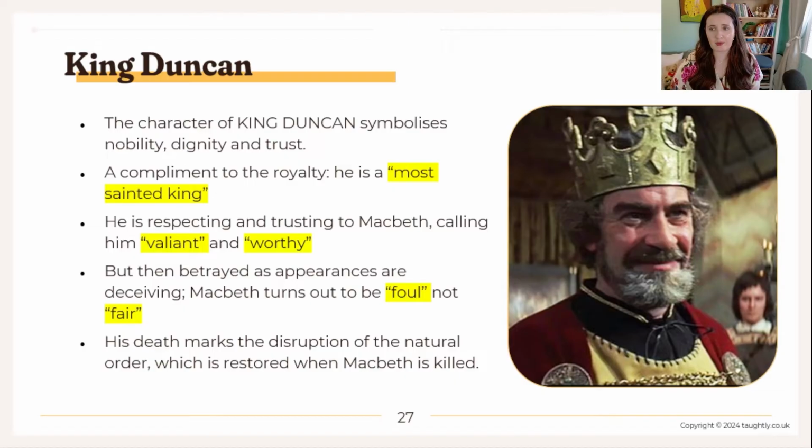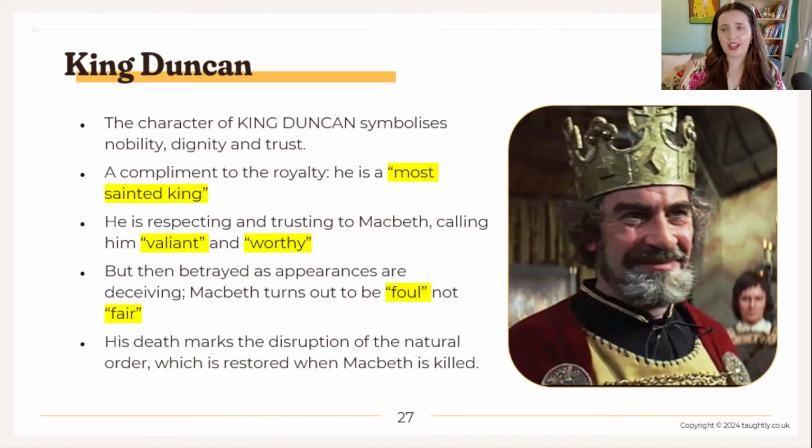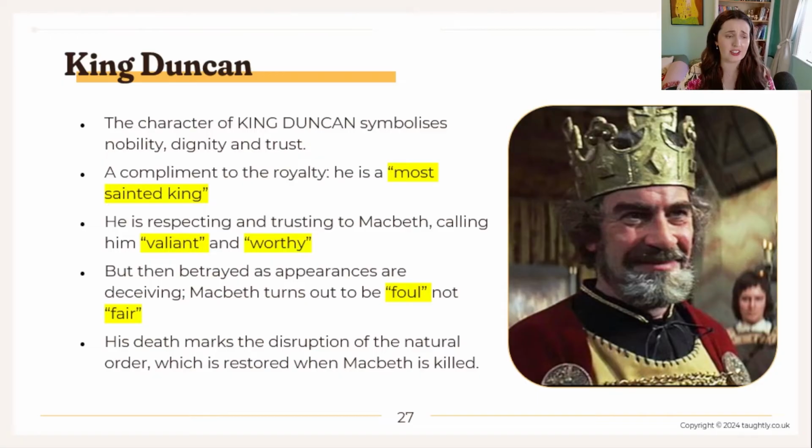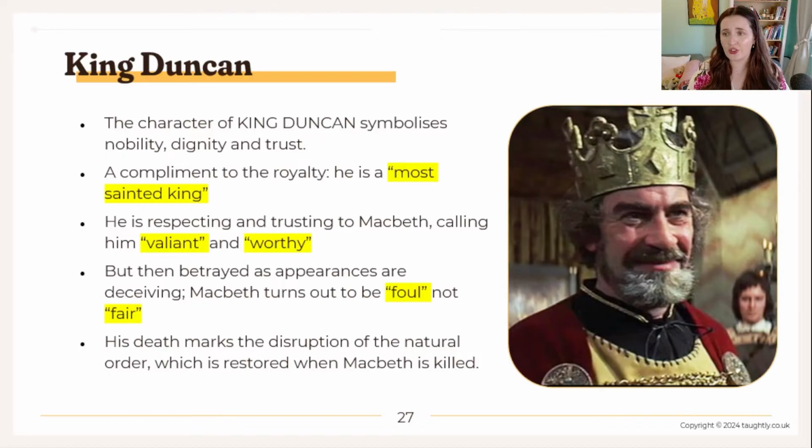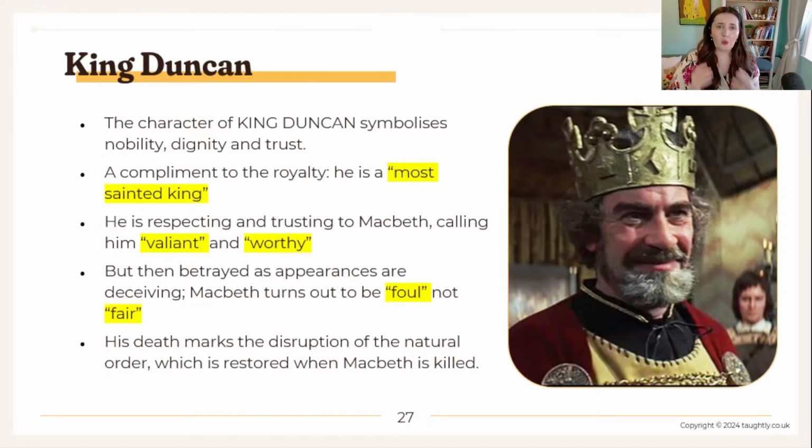But he's betrayed by Macbeth because he fails to recognise that appearances can be deceiving. He doesn't realise there's daggers in men's smiles, that Macbeth is looking like the innocent flower but he's the serpent under it. And so when Macbeth turns out to be foul and not fair, Duncan's flaw is that he was too trusting and this leads to his own death. When Duncan dies, that is the point in the plot where the natural order is completely disrupted, and it's only restored again once the rightful heir to the throne is put in place and Macbeth is killed.